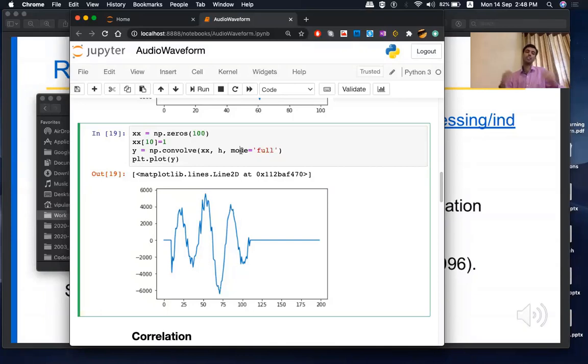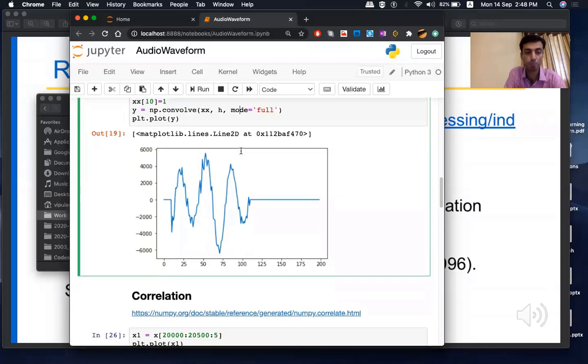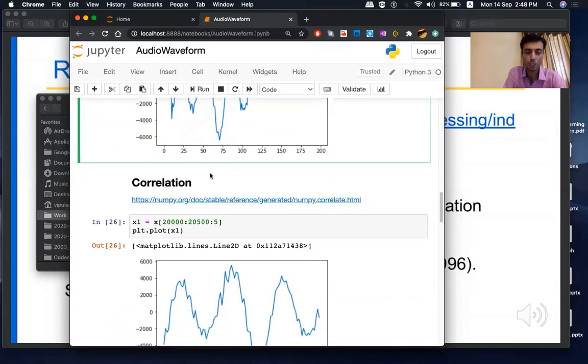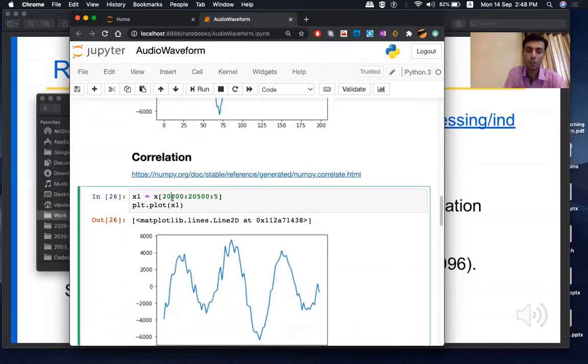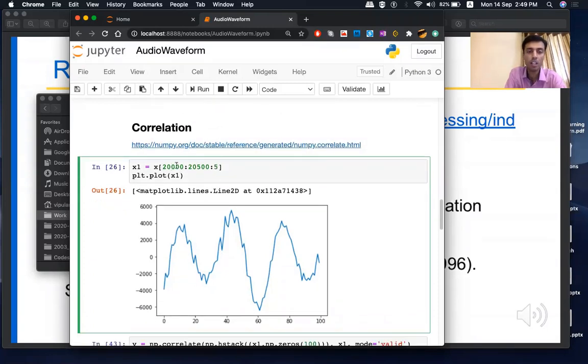Basically I assume that the signal is 0 outside the window, which is not given. Okay, now let's come to the concept of correlation. Correlation is also implemented for you in NumPy. If you just put NumPy correlation in Google, it will take you to this link, which is the documentation of NumPy, which has the correlate function.